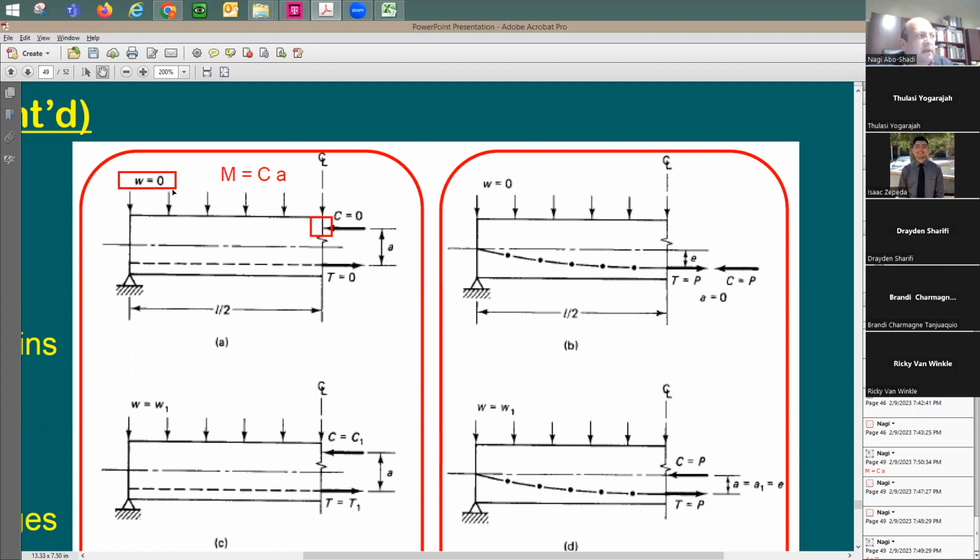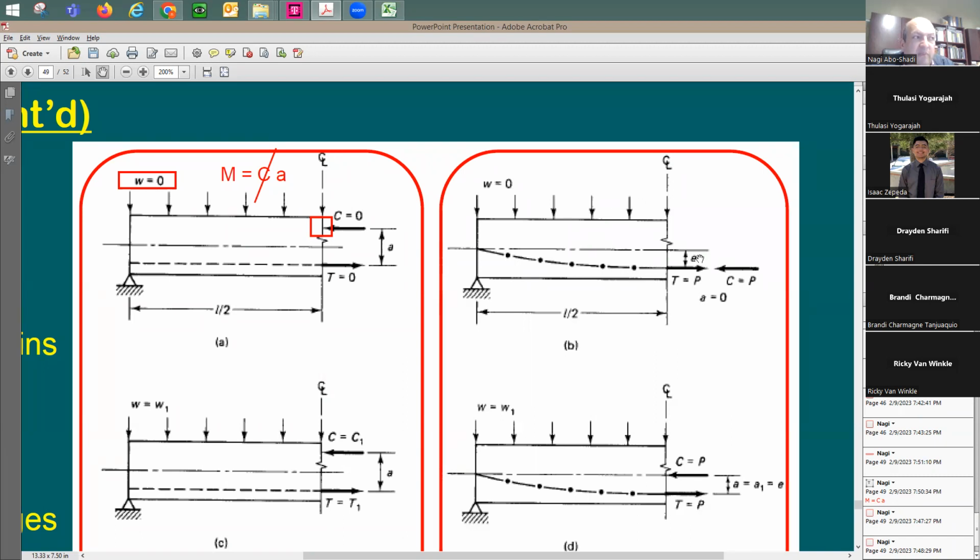Okay. So if this moment I know is going to be equal to 0 and this A is not equal to 0, therefore C and T have to be equal to 0. This is how I concluded that I'm not going to have any forces here. This is going to be equal to 0 because A has a numerical value. Now let's move to this case.